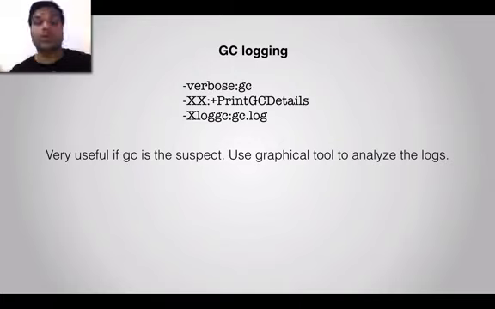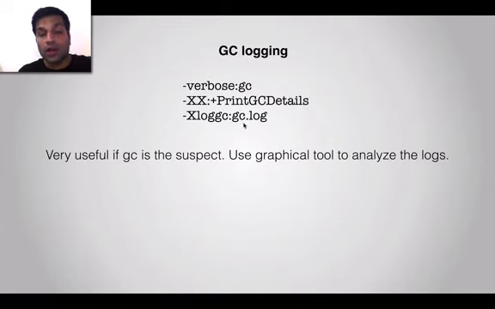So going ahead to how do you print details of GC in your application? There are certain switches that you can turn on by putting -verbose:gc, -XX:+PrintGCDetails, and -Xloggc with a file name.